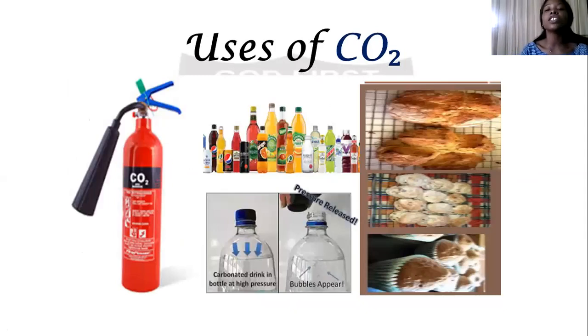So let's look at the uses of carbon dioxide. Remember when we were talking about the properties of carbon dioxide? Number one, we said that carbon dioxide does not support combustion. So that's why carbon dioxide is used in fire extinguishers to put off fire. When there's fire burning in an area, fire extinguishers are used to put it off. Most fire extinguishers contain carbon dioxide.